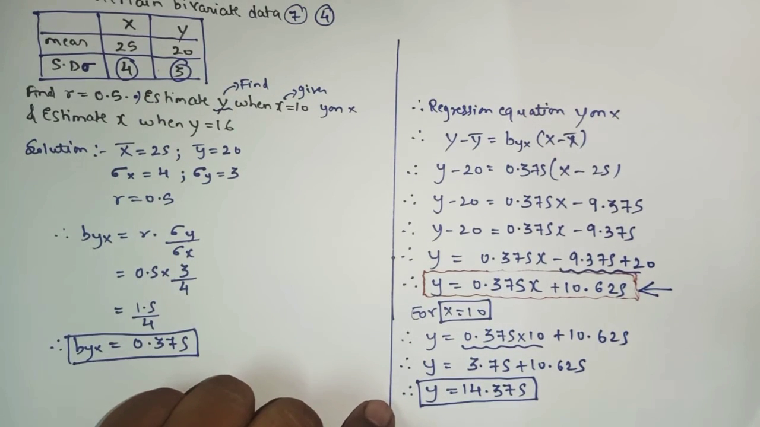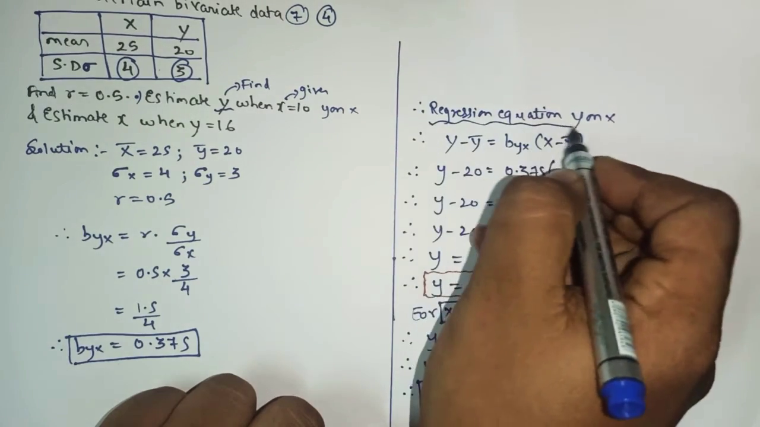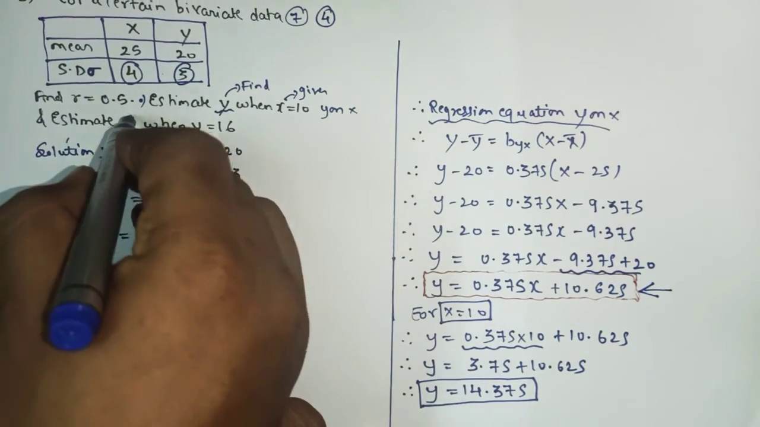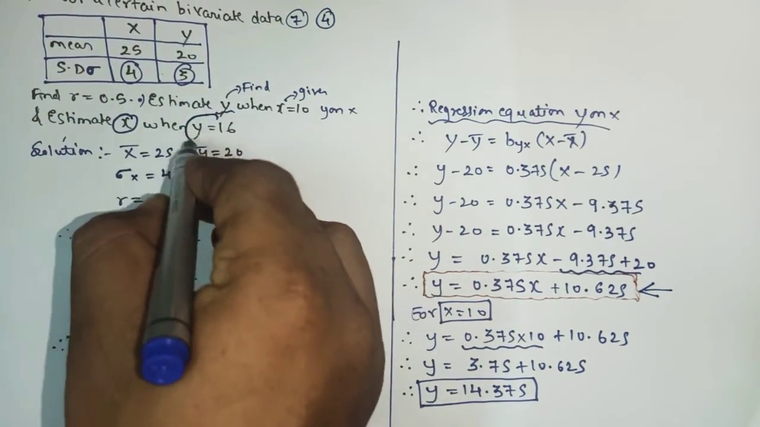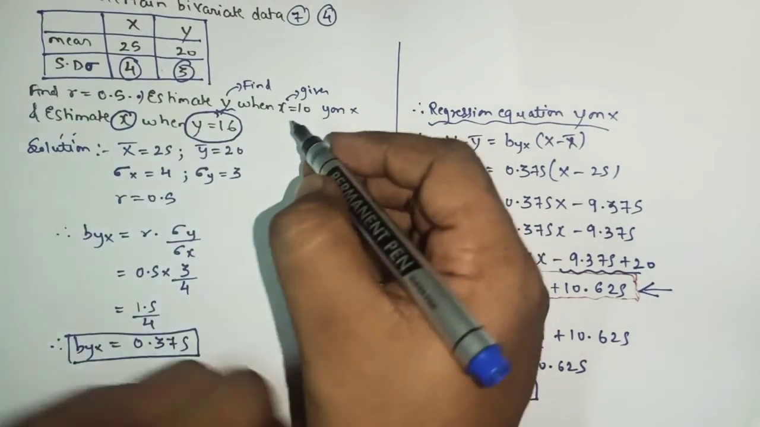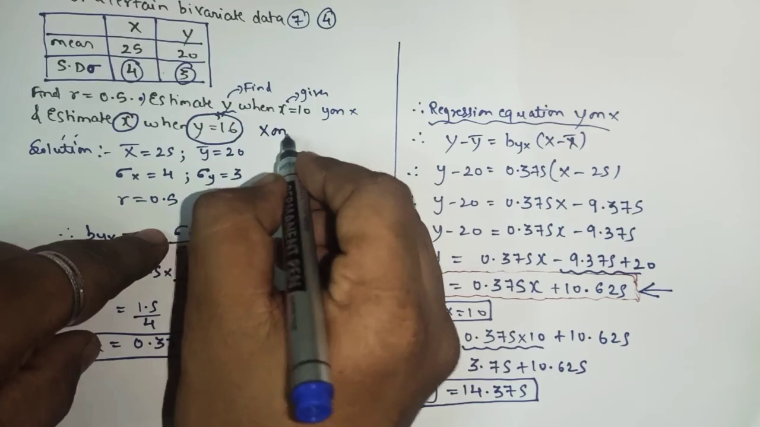Okay, so in this way you have to find the answer for the regression equation of y on x. And the next one is what? Estimate y when x is given. Estimate x when y is given. It means what? X on y.